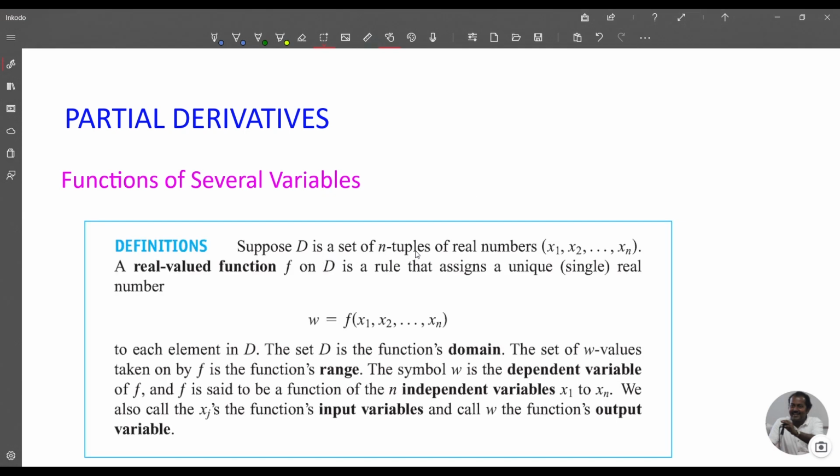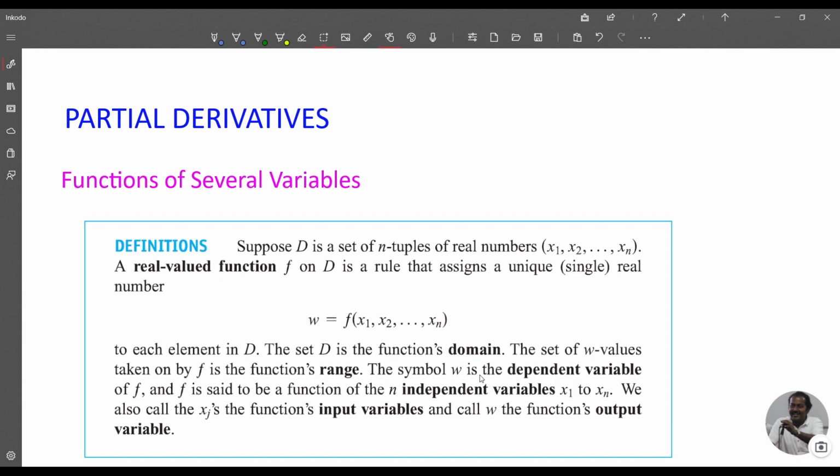Suppose D is a set of n-tuples of real numbers x1, x2, etc., xn. A real valued function f on D is a rule that assigns a unique real number w, equal to f of x1, x2, etc., xn, to each element in D. The set D is the function's domain. The set of w values taken on by f is the function's range.